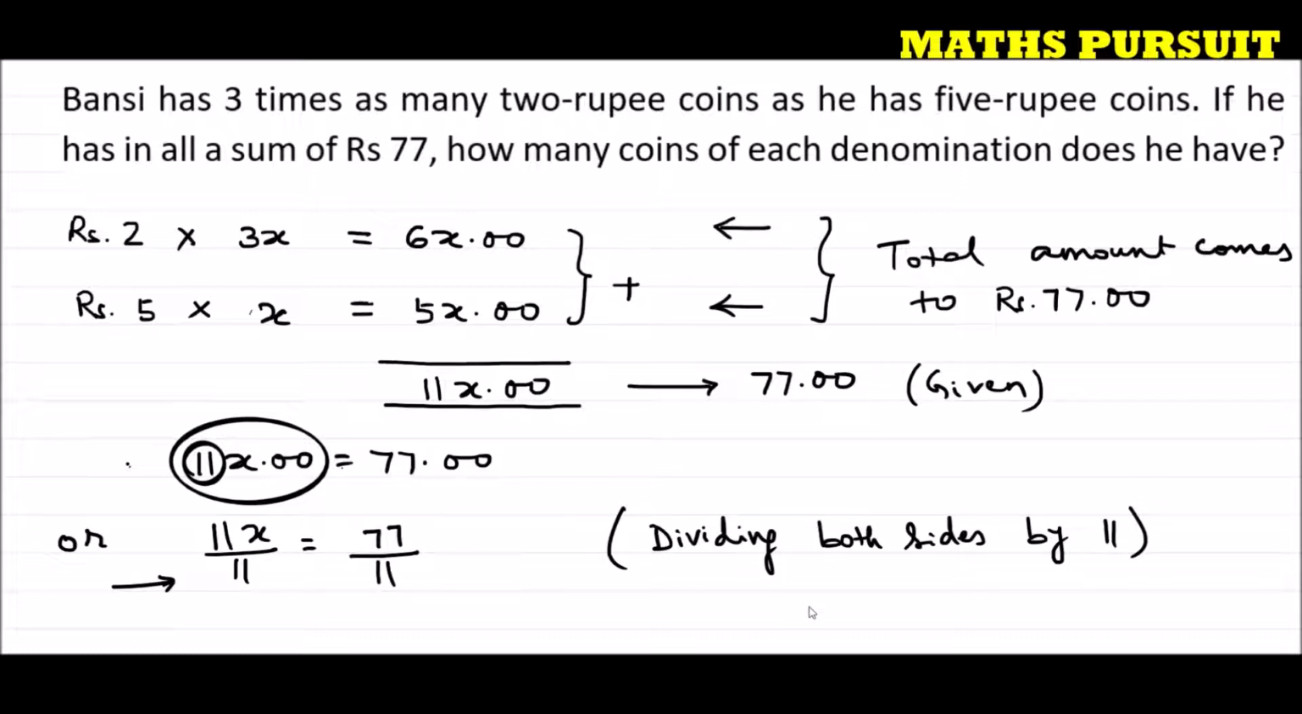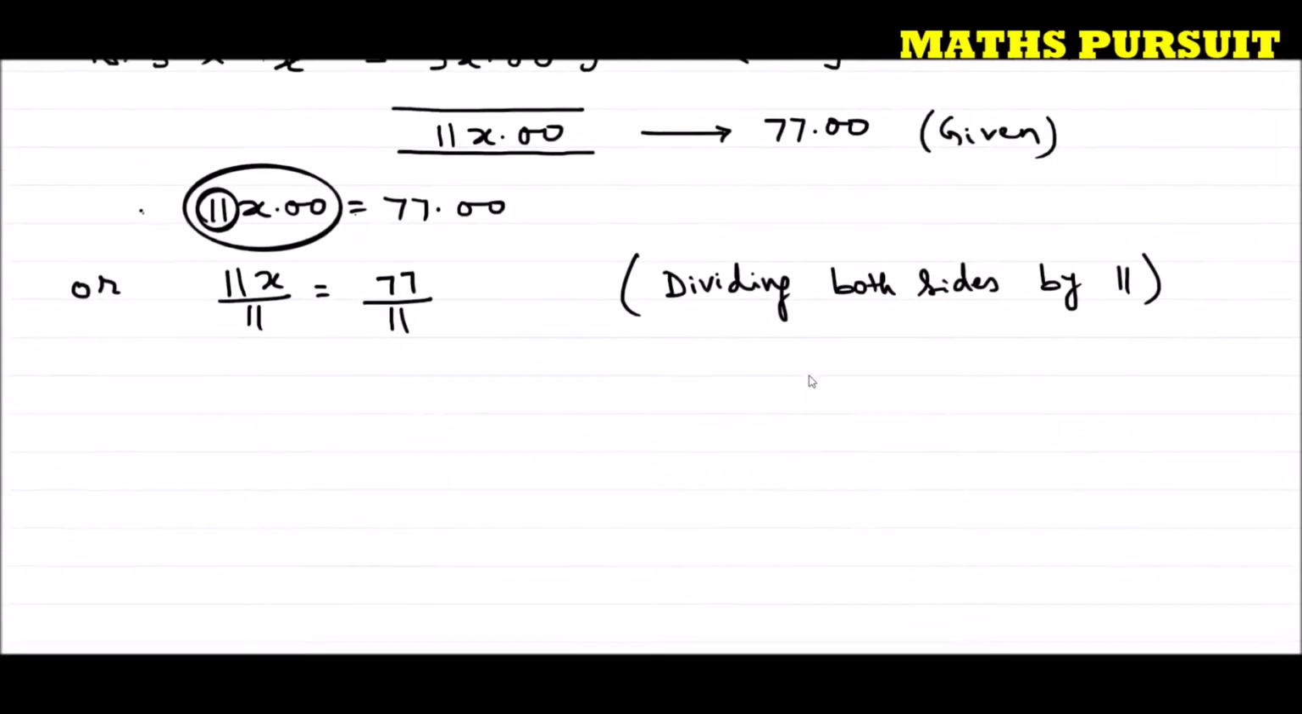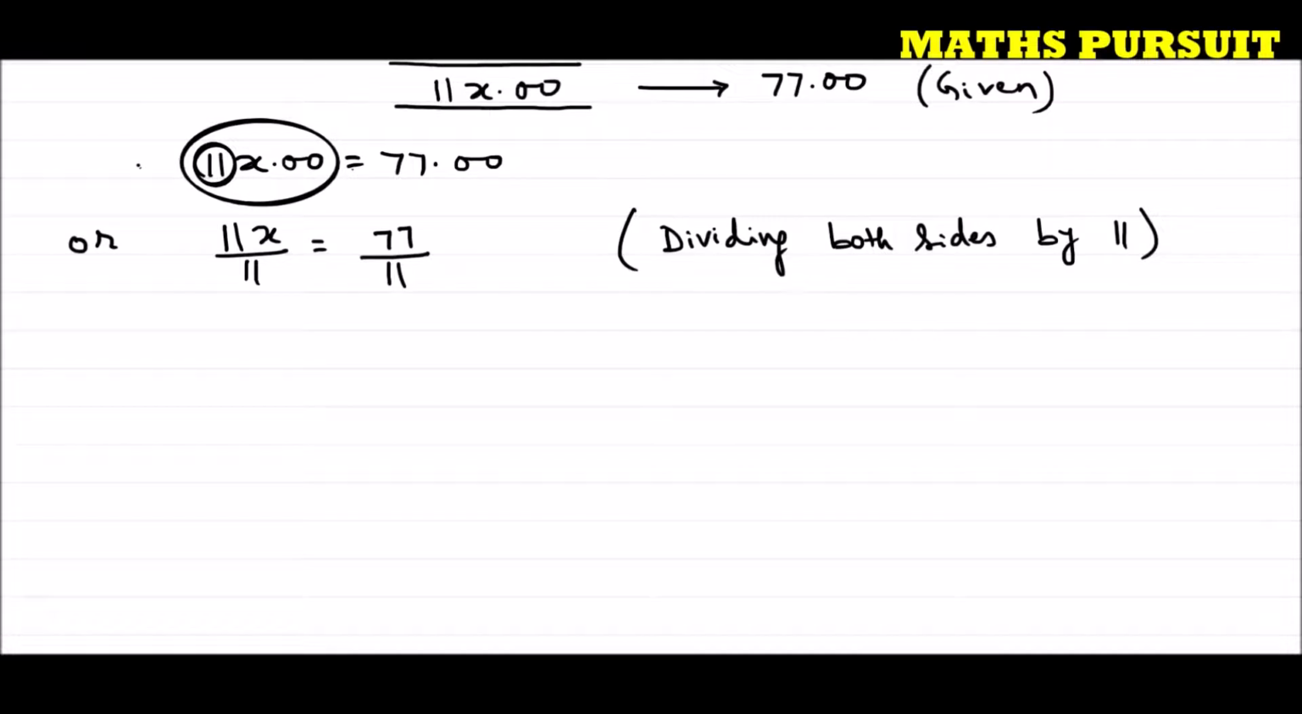Hope guys you understood this. This is very simple and very straightforward. Now what we are getting now, let us look into here and let us find out. I can write x is equal to, that means 11 and 11 cancels out, x is equal to 7. How? 11 7s are 77. So what I got is x is equal to 7. We got x is equal to 7.